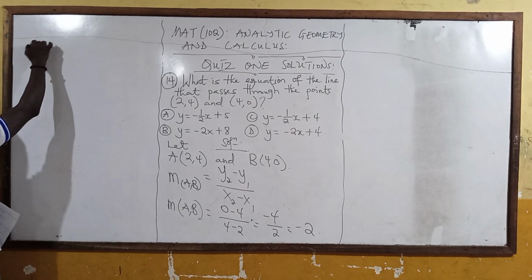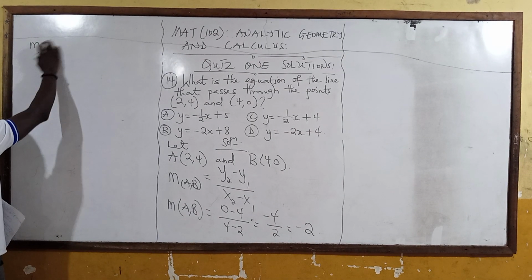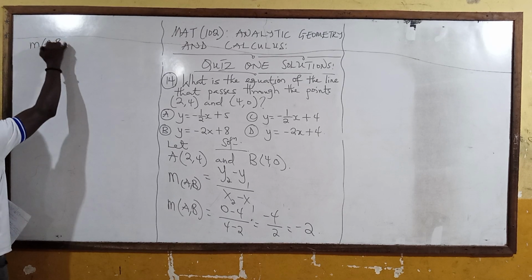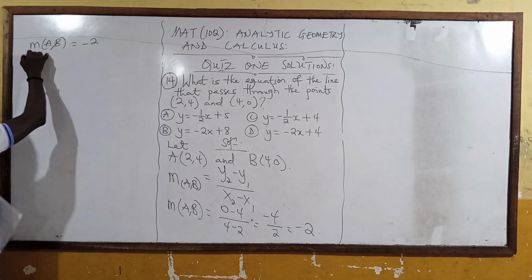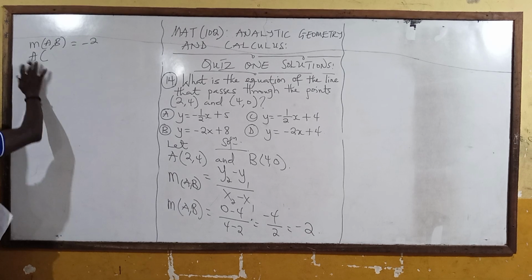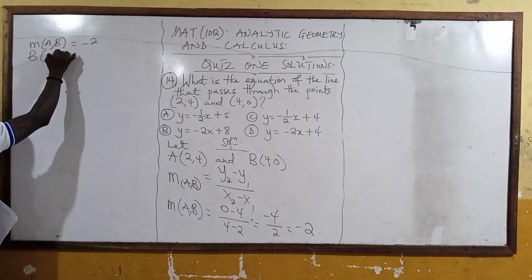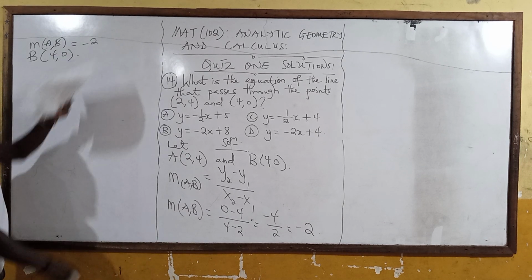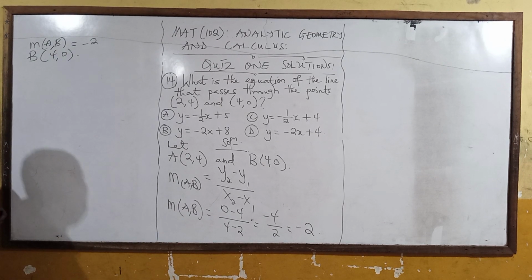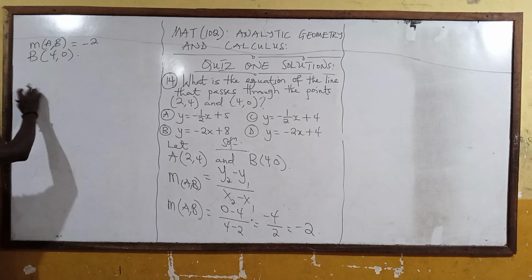So we use the gradient of AB, which is -2, and a point, let's say point B. Point B, which is (4, 0). So we use the gradient -2 and point B (4, 0). Now, how do we find the equation?